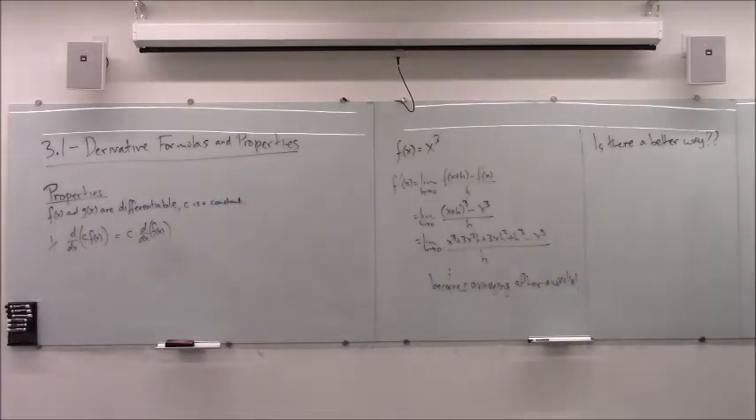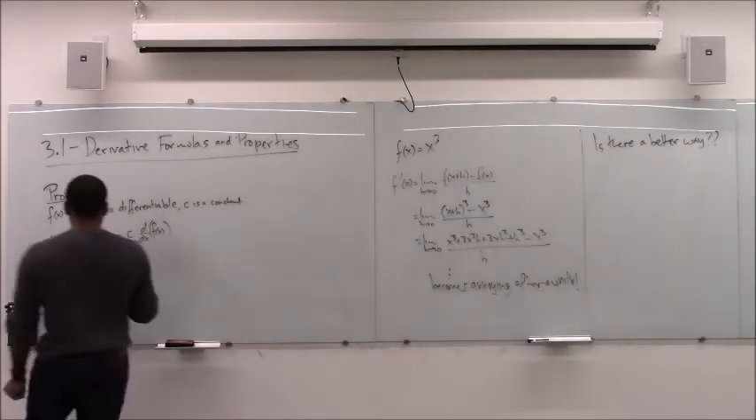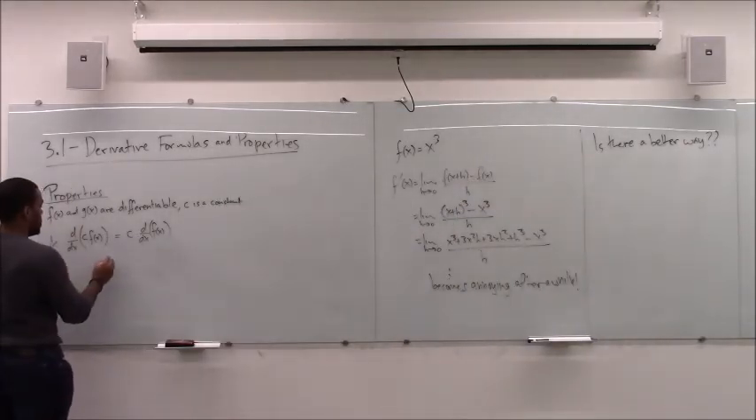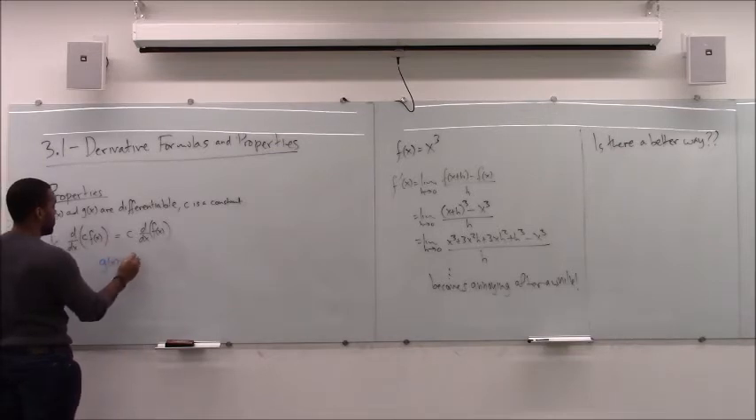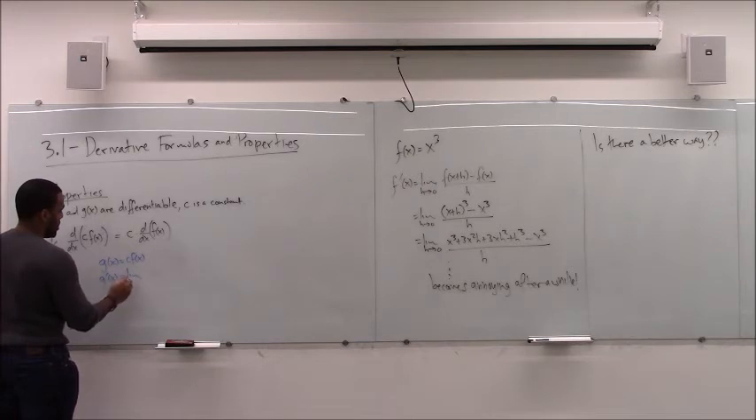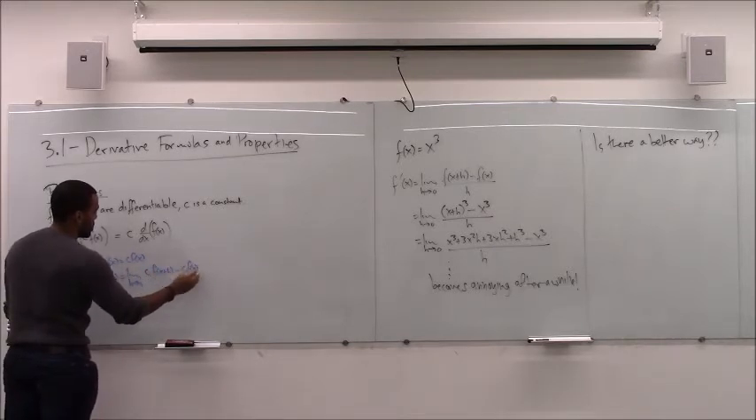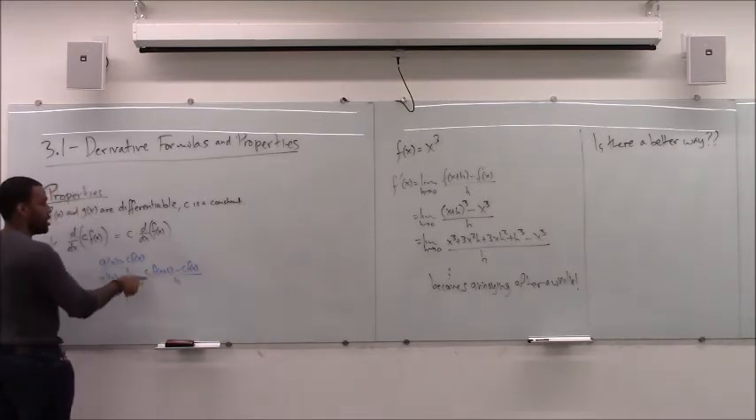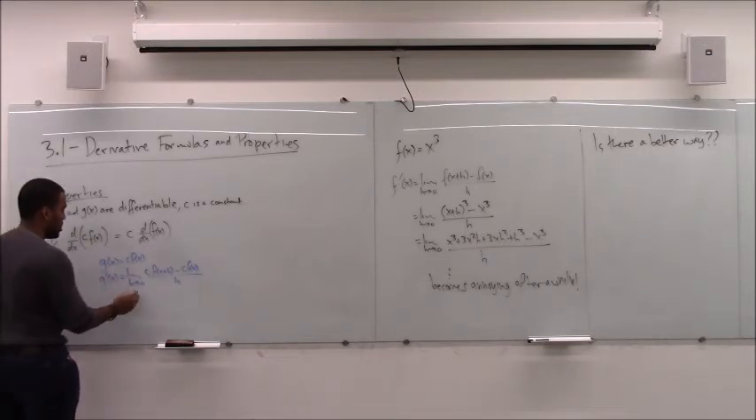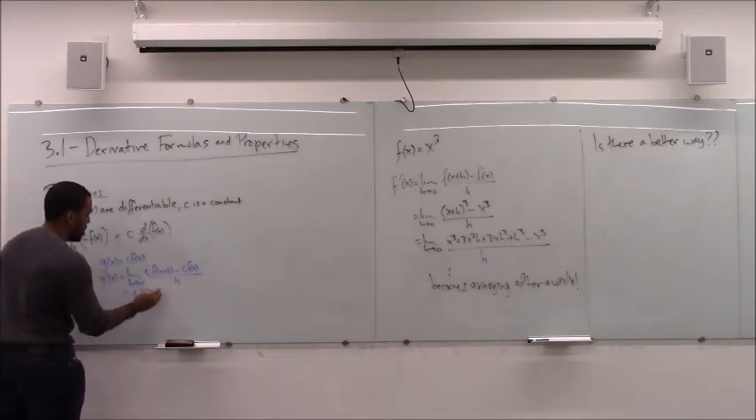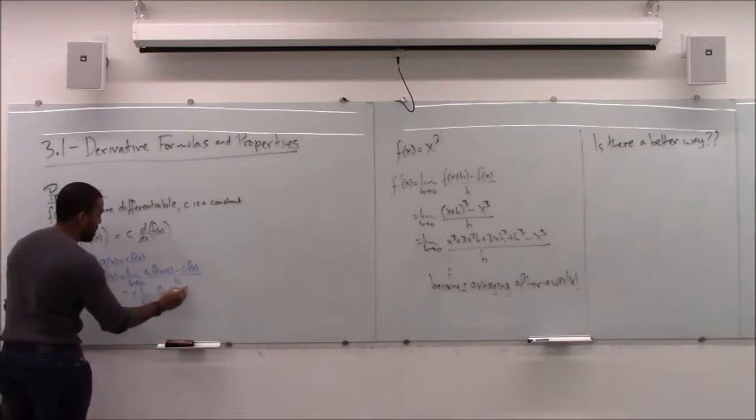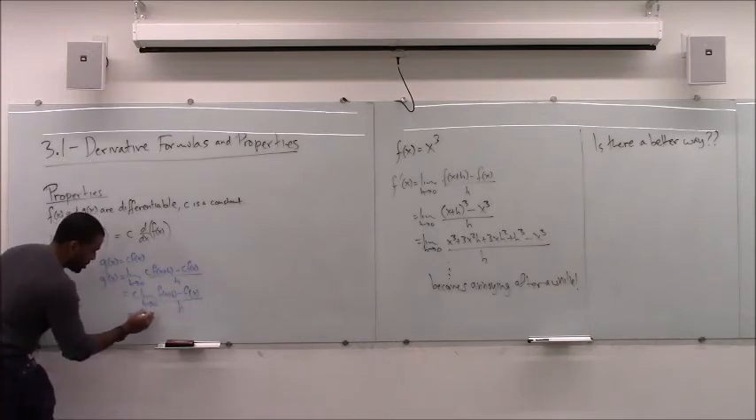If you set g of x equal to a constant times f of x, then your derivative is the limit as h approaches 0 of g of x plus h, which is going to be c times f of x plus h, minus c times f of x, all over h. Because constants factor out of limits, that's a property with limits, we can factor out the constant here, and we'd be left with f of x plus h minus f of x all over h, and that's just f prime.